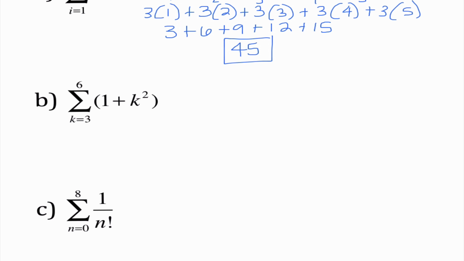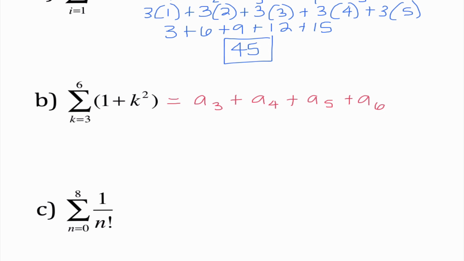Okay, for B, this time it's telling us we're starting at the 3rd term and going to the 6th term. So I'm going to say a sub 3 plus a sub 4 plus a sub 5 plus a sub 6. The other thing I want to point out here is that we're using the variable k. It doesn't matter what we use.